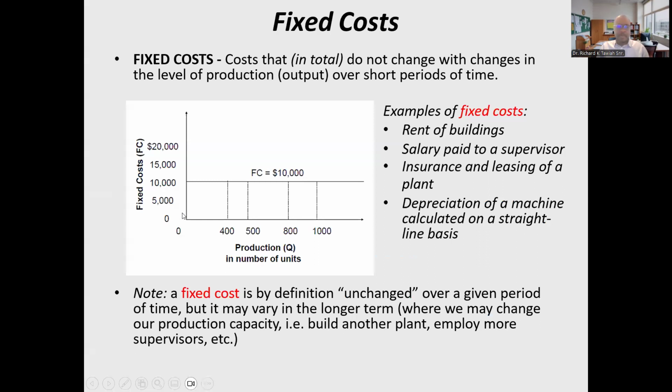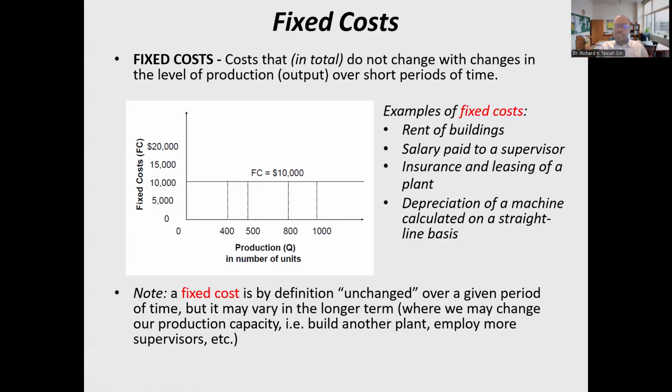Right? So you find that when units of production move from 400 to 500, it was still 10,000. To 800, it was still 10,000. To 1,000, it's still 10,000. It doesn't change. It is fixed in total.